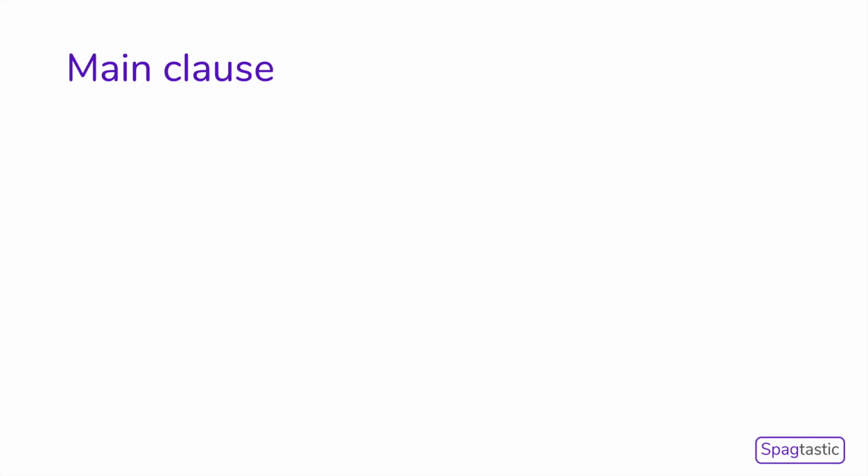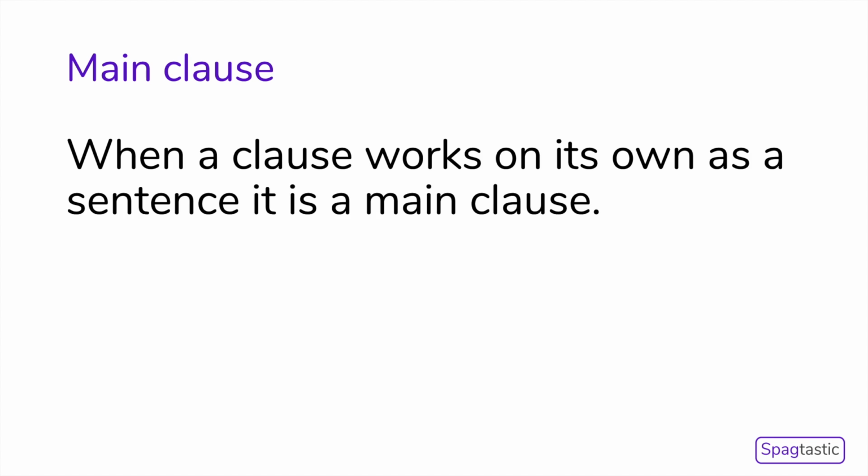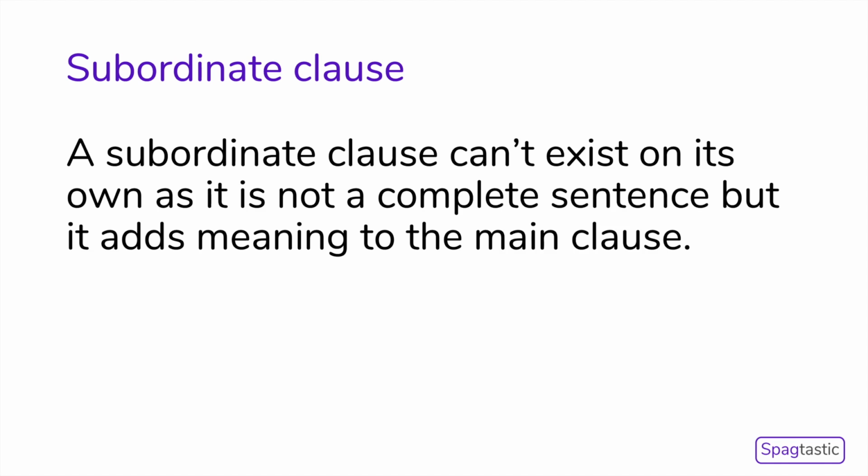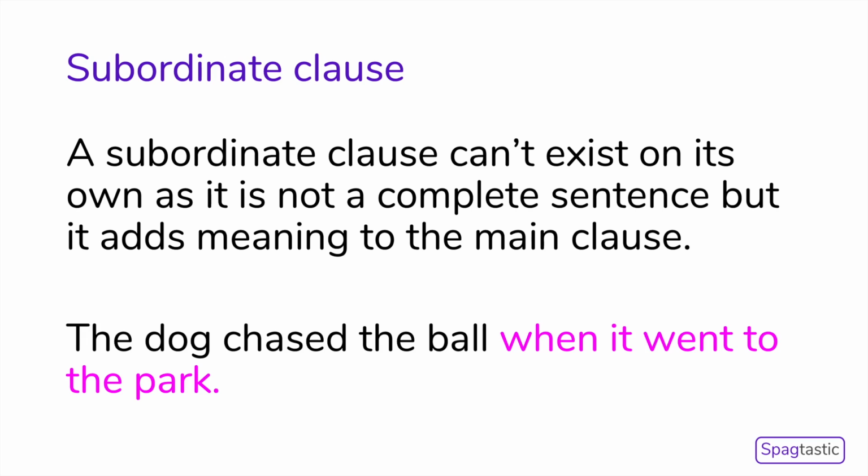We are now going to learn the difference between a main clause and a subordinate clause. A main clause is when a clause works on its own as a sentence. For example, the dog chased the ball. A subordinate clause can't exist on its own as it is not a complete sentence, but it adds meaning to the main clause. We already know in the sentence the dog chased the ball is the main clause. If we add to the end of that sentence, when it went to the park, this is an example of a subordinate clause. It tells us more about the main clause.